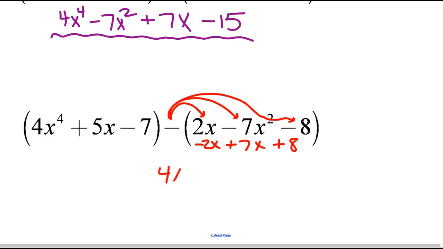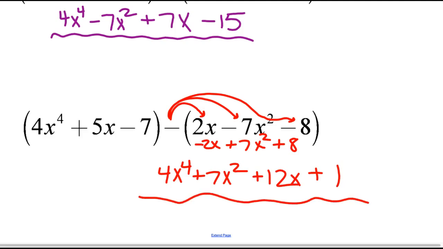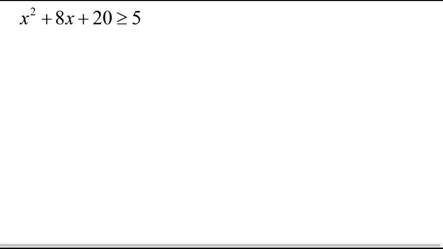So now we have 4x to the 4th. Instead of minus, now we have a plus 7x squared. And we have 5x plus 7x is a total of 12x. And negative 7 plus 8 now is plus 1. Okay, so just combining like terms, distributing negatives, really adding and subtracting polynomials, there's nothing new here. We're going to go to multiplying polynomials in just a sec.